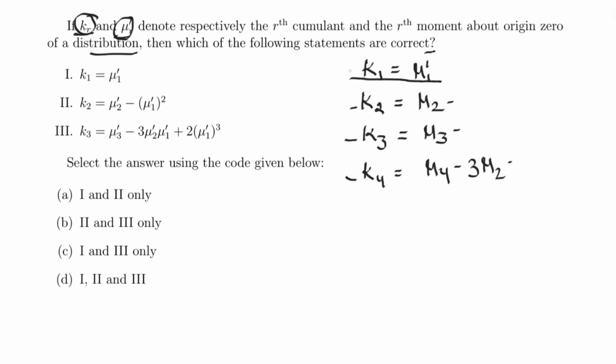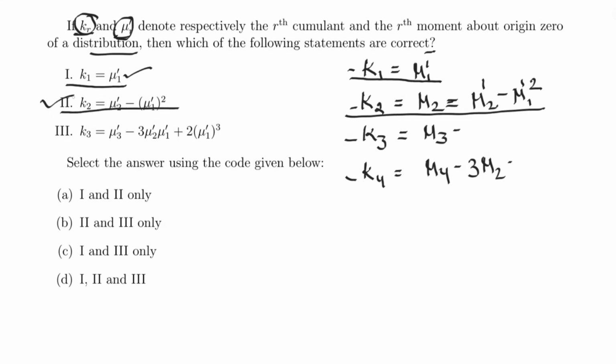So if we compare this K1 with this statement, the first statement is correct. Now the value of mu2 is always equal to mu2 dash minus mu1 dash square. So this K2 is also given here, so the second statement is also correct. Now K3 is given here like this. So this is actually the value of mu3. So K3 is actually equal to mu3, so statement 3 is also correct. So option D is correct: 1, 2 and 3.